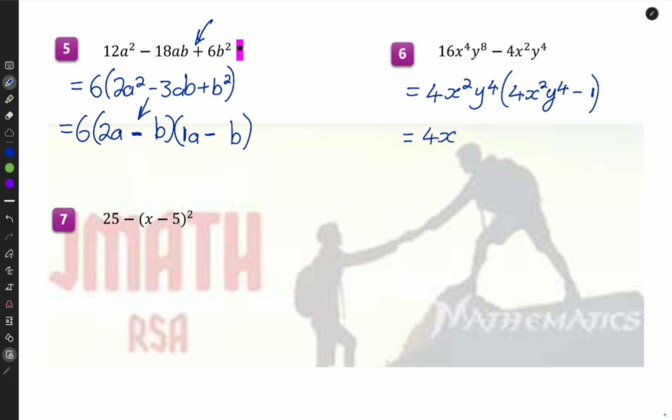That would then be difference of squares. So I can say this is (2xy squared minus 1) and then (2xy squared plus 1). There we go. That is the final answer.